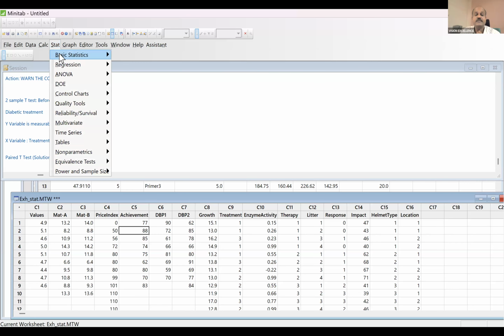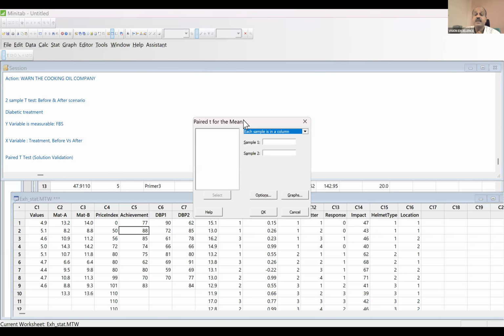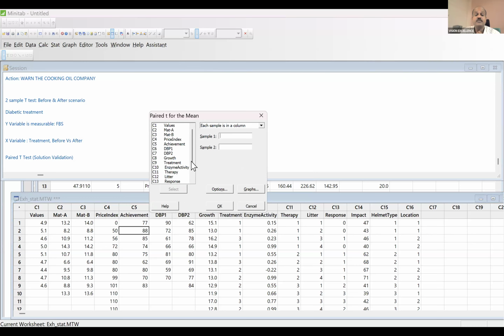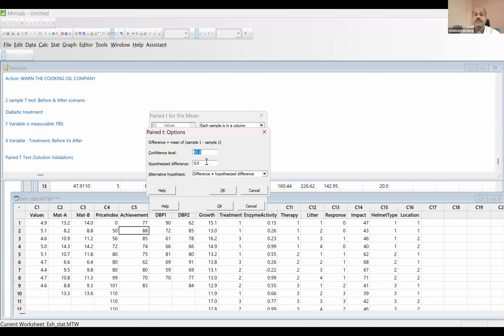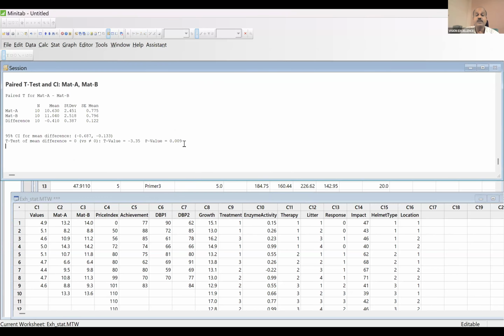Go to Stat, Basic Statistics, paired t-test. Where is paired t-test? Yeah, here. Now each sample in a column, sample 1 is material A. The sole is made of material B. Now A is replaced with B. Now go to Options, confidence level 95, difference 0, not equal to, and give OK, one more OK, and your p-value is very, very low. That means a significant difference exists.